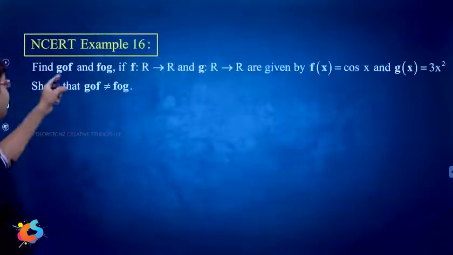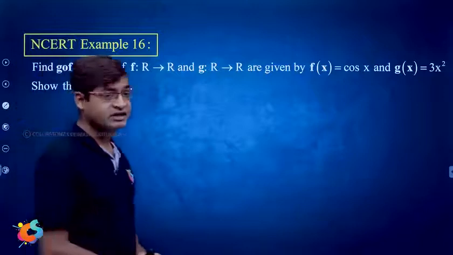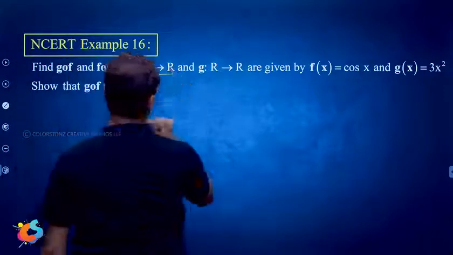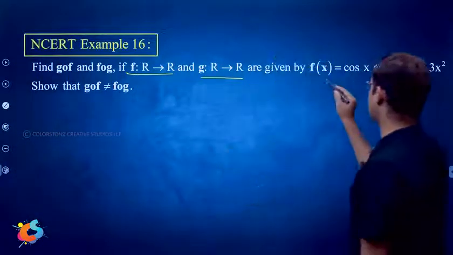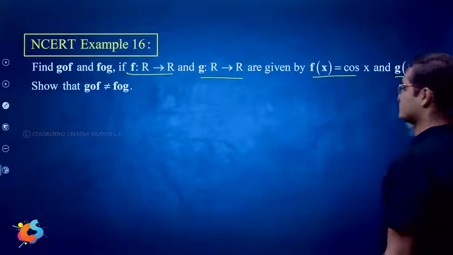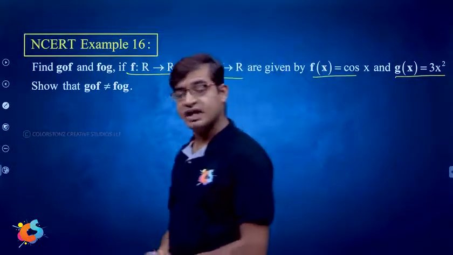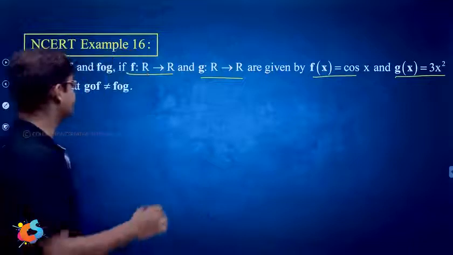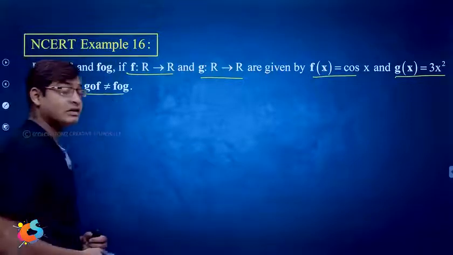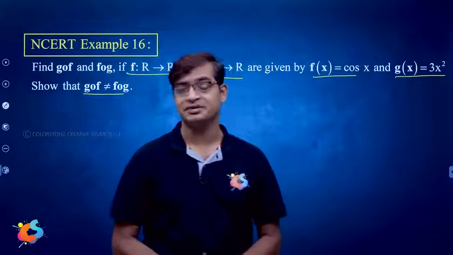Now, here we have find G circle F and F circle G if F is mapping from R to R, G is mapping from R to R, f of x is equal to cos x, g of x is equal to 3x square. Show that G circle F and F circle G are not different.